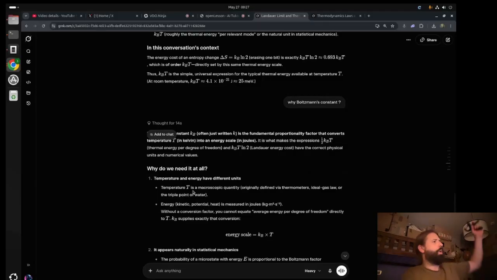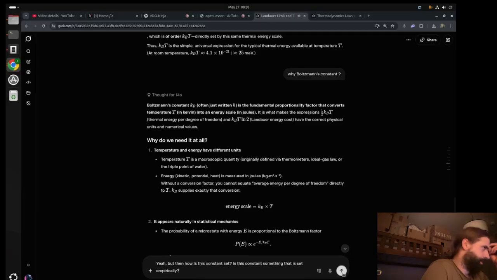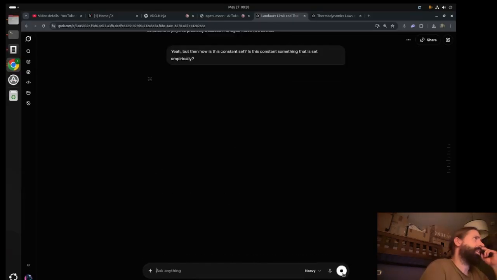Temperature is a macroscopic quantity. Energy, kinetic, potential, heat, is measured in joules. So without a conversion factor, you cannot equate average energy per degree of freedom directly. Okay, but how is this constant set? Is this constant something that is set empirically? Because then that explains it.